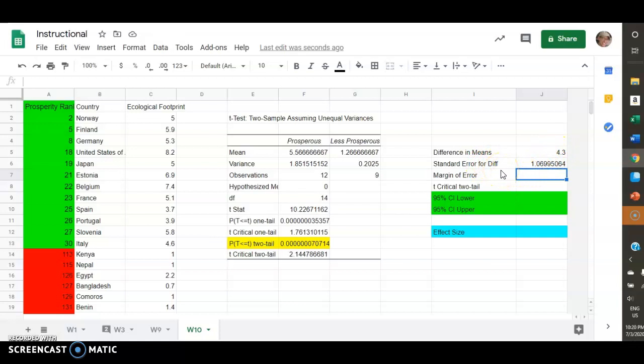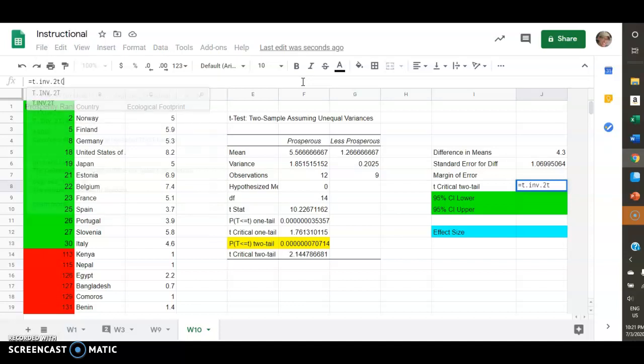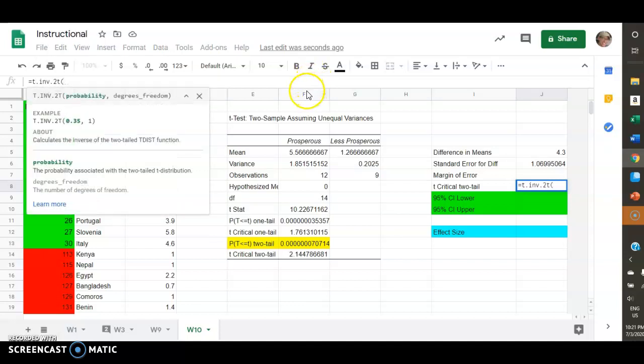And don't worry if that term sounds pretty fancy right now. The margin of error is, yeah, actually, I probably didn't have these in the best order because the t critical needs to be determined before we can get the margin of error. So let me go ahead and do the t critical. So you're just going to put T.INV.2T, two tail, that is.